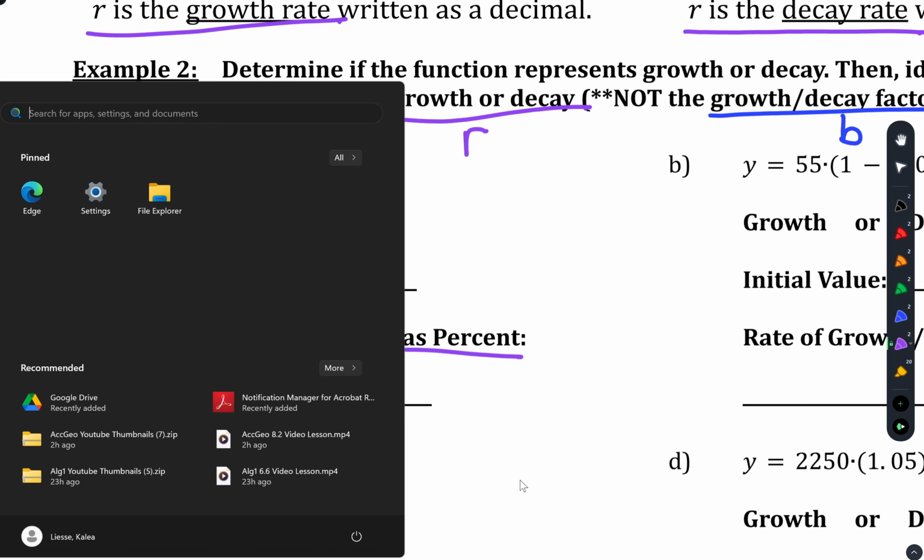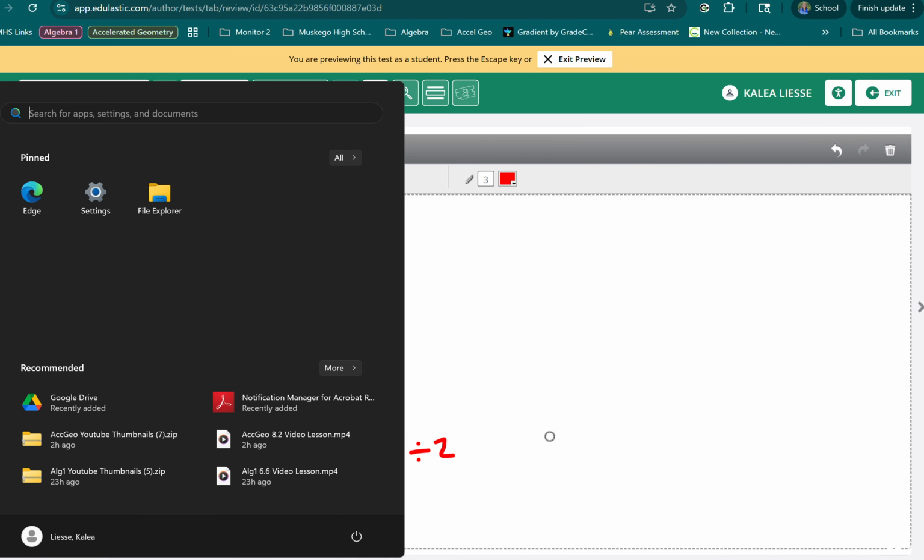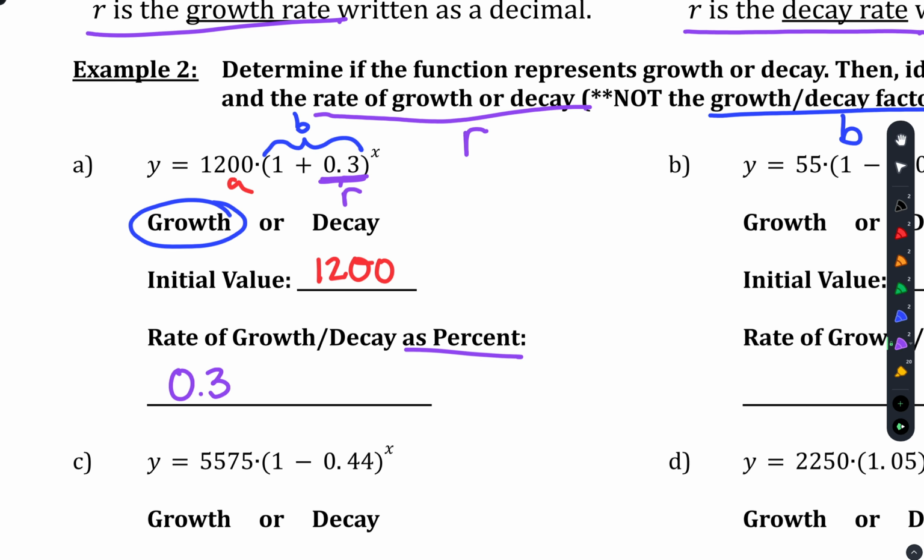So I need to convert that decimal into a percent, how do I do that? How do I convert a decimal into a percent? I multiply it by 100, or I'm just going to move my decimal place twice to the right. So 0.3 is the same as 30%. Pretty straightforward though, right? We got it?